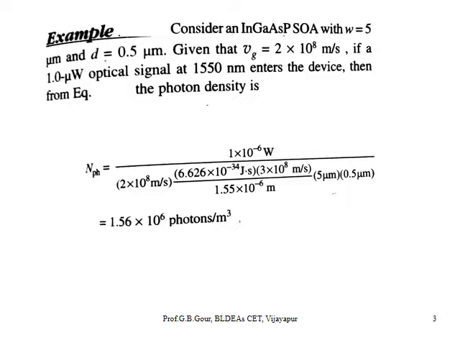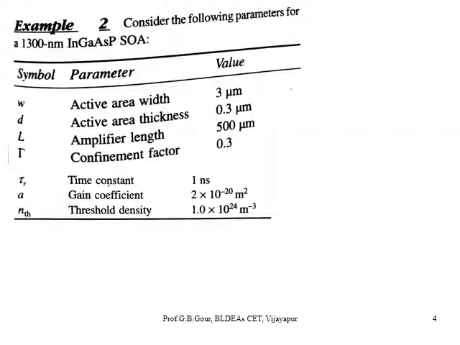Sometimes you will get a problem like this, with so much data given in the problem itself. We are dealing with an indium gallium arsenide phosphate semiconductor optical amplifier operating at 1300 nanometers, which has these parameters. Let us try to understand the given parameters here. Small w indicates the active area width, 3 micrometer, active area thickness, that is small d, 0.3 micrometer, amplifier length 500 micrometer, capital L.